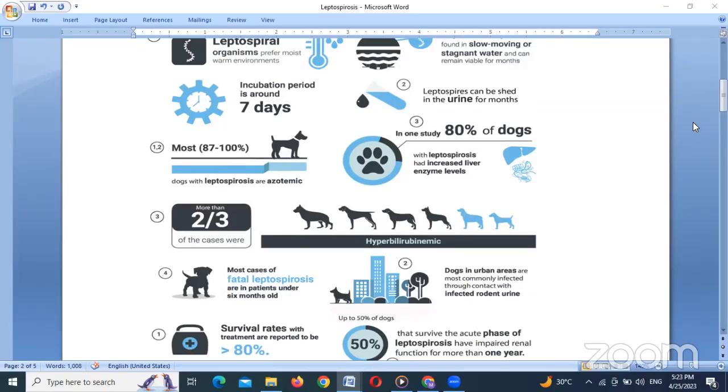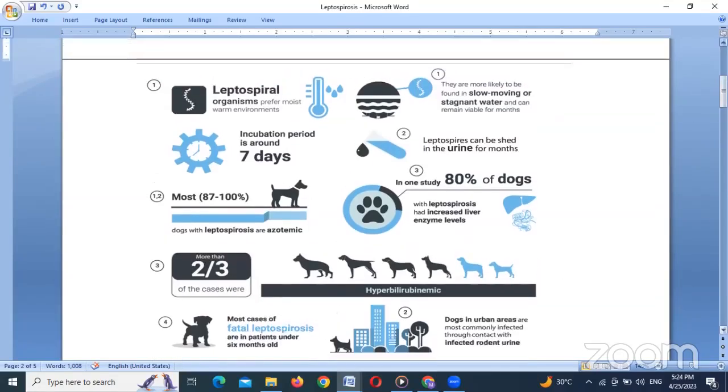So the question is, dogs are less likely to contract leptospirosis if they are in less contact with something. Can you find the answer here in this table in text A? Is it next to the second bullet point down below? Dogs in urban areas are most commonly infected through contact with infected rodent urine. Less contact with infected urine.